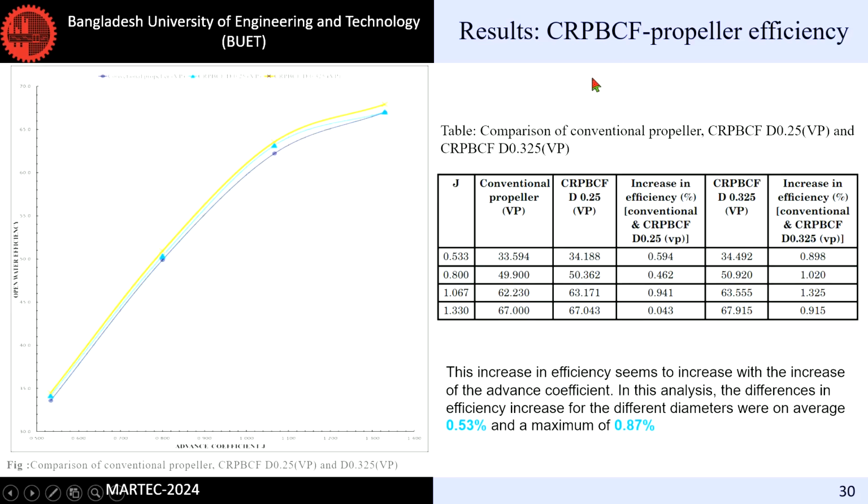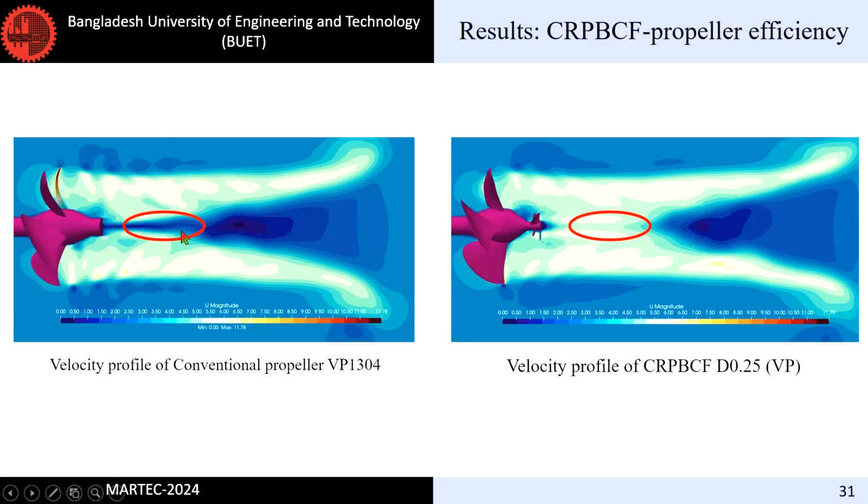Here we have compared the propulsive efficiency of the conventional propeller and the conventional propeller with contrarotating propeller-Boscap fin of 0.25 diameter of the main propeller and of 0.325 diameter of the main propeller. For all these cases, the efficiency did increase, and this increase in efficiency seems to increase with the increase of advance coefficient. In this analysis, the difference in efficiency increase for the different diameters was on average 0.52% and a maximum of 0.87%. This increase is due to the mitigation of the hub vortex.